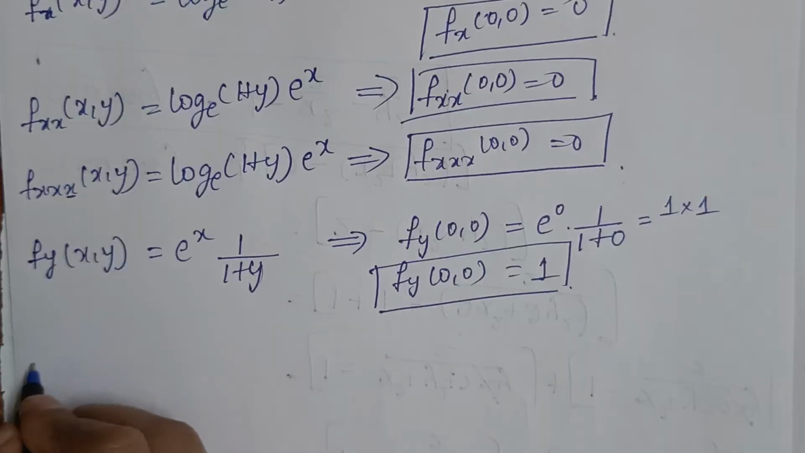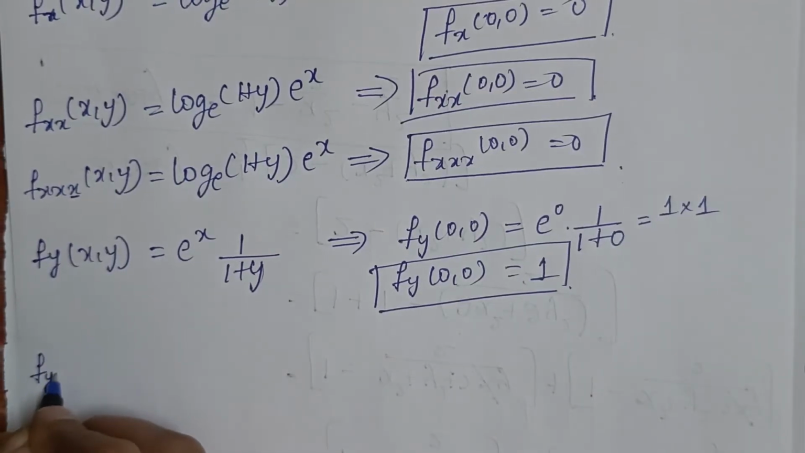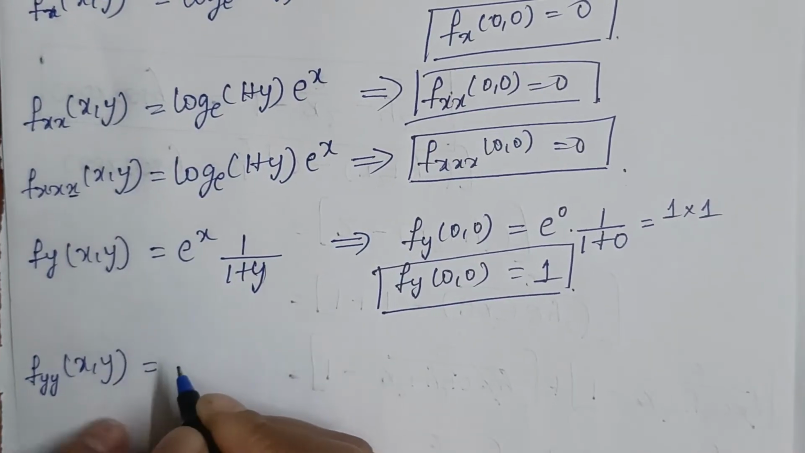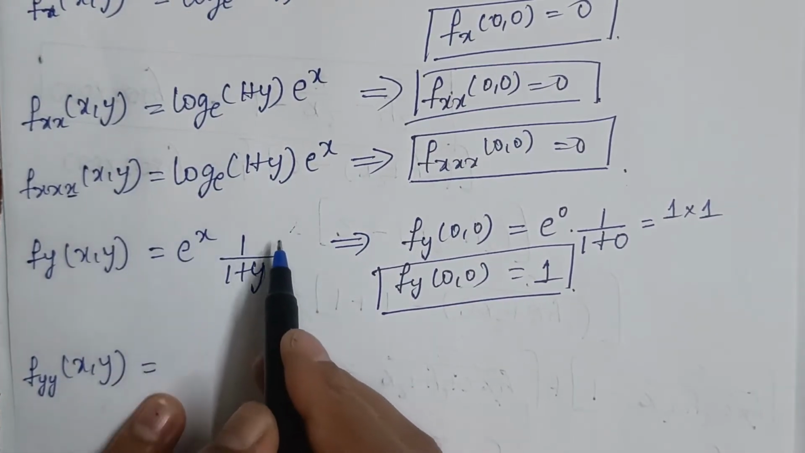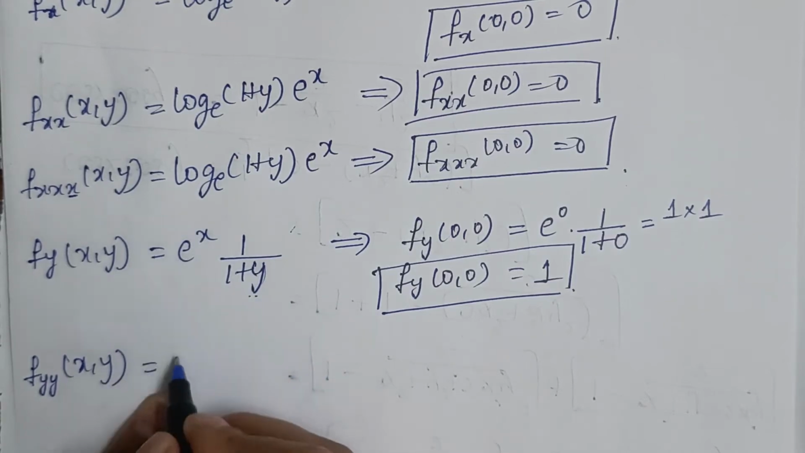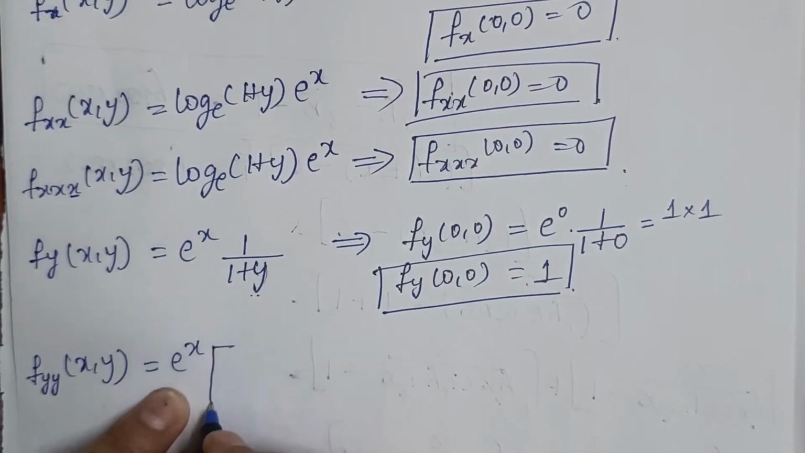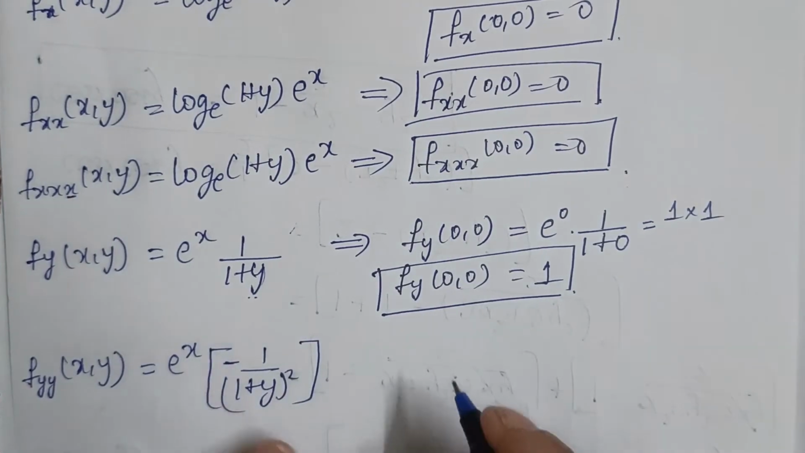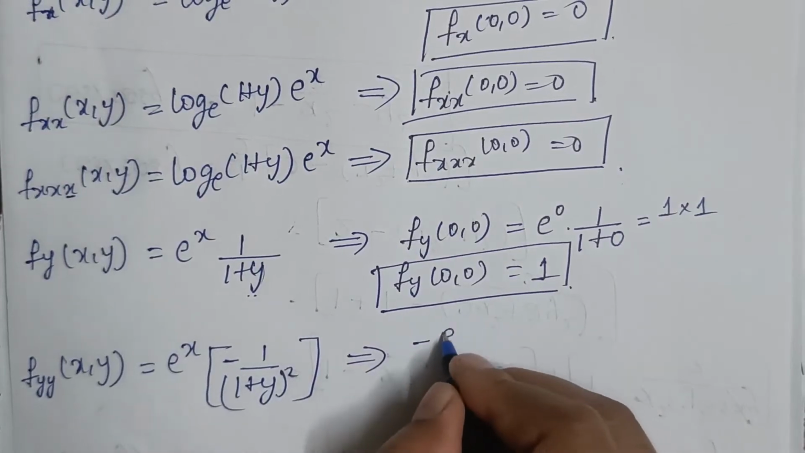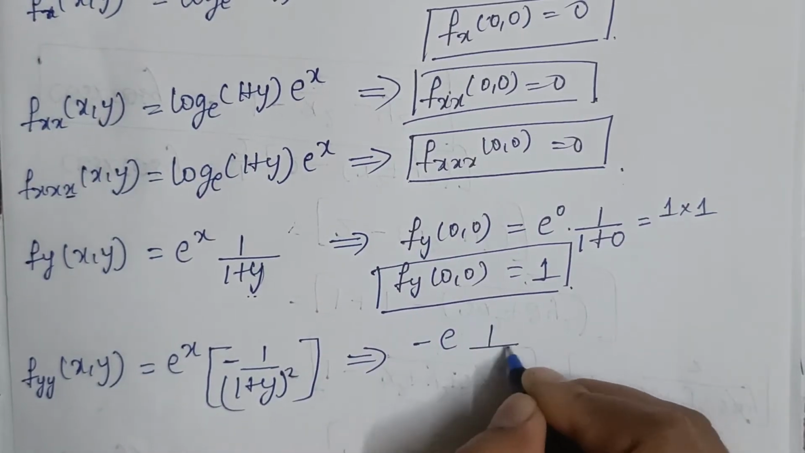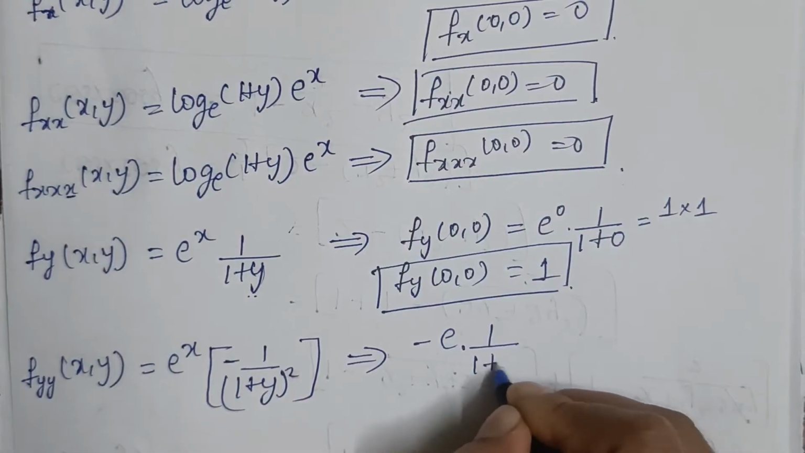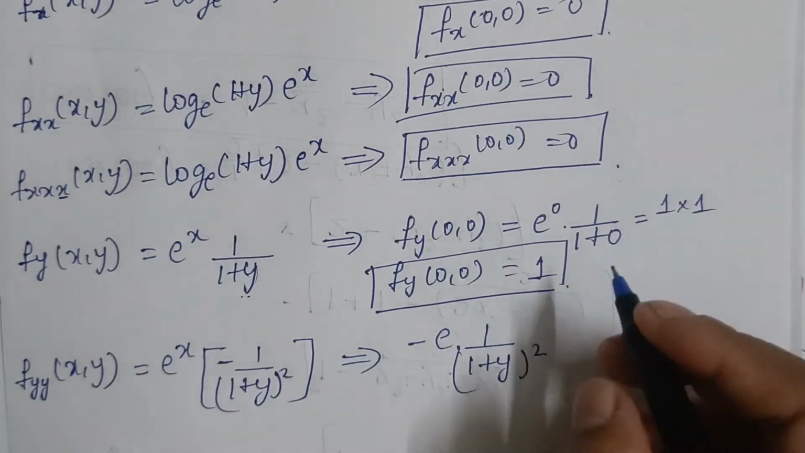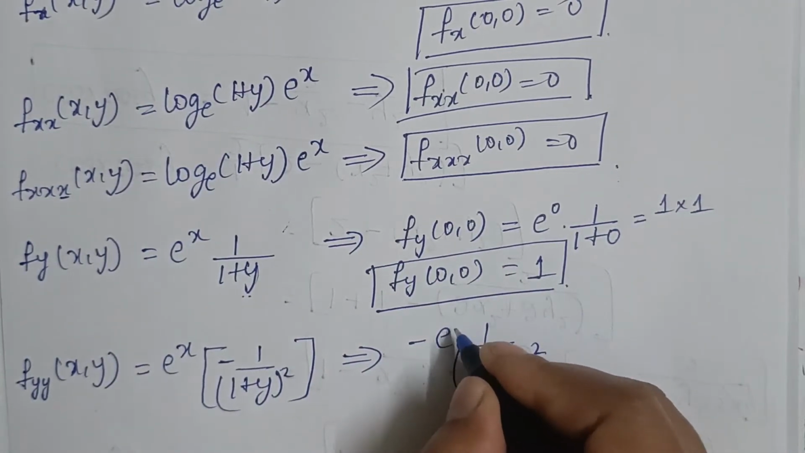Now f_yy(x, y) is equal to, we are differentiating again with respect to y only. So e^x is constant. I can write this as minus 1 by (1 plus y) the whole square. This can be written as minus e^x into 1 divided by (1 plus y) squared. I'll write it separately only, because next time if I differentiate this, it will become a little easier for me.